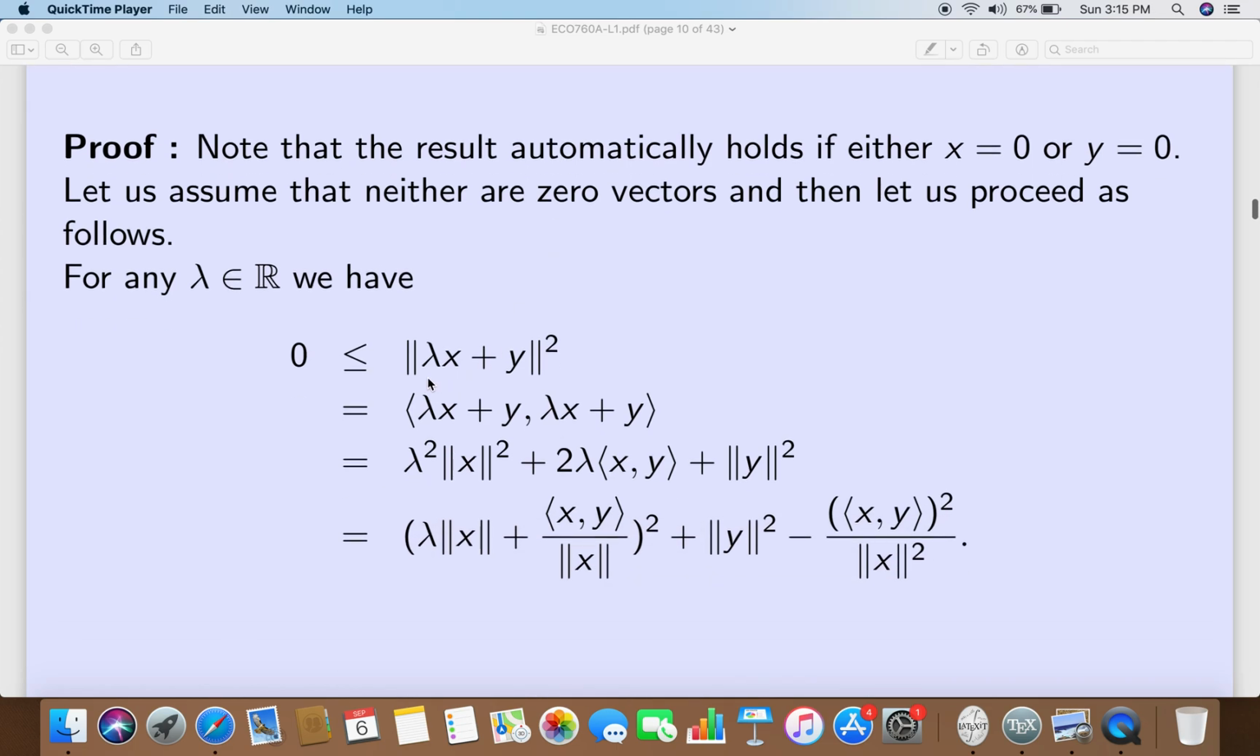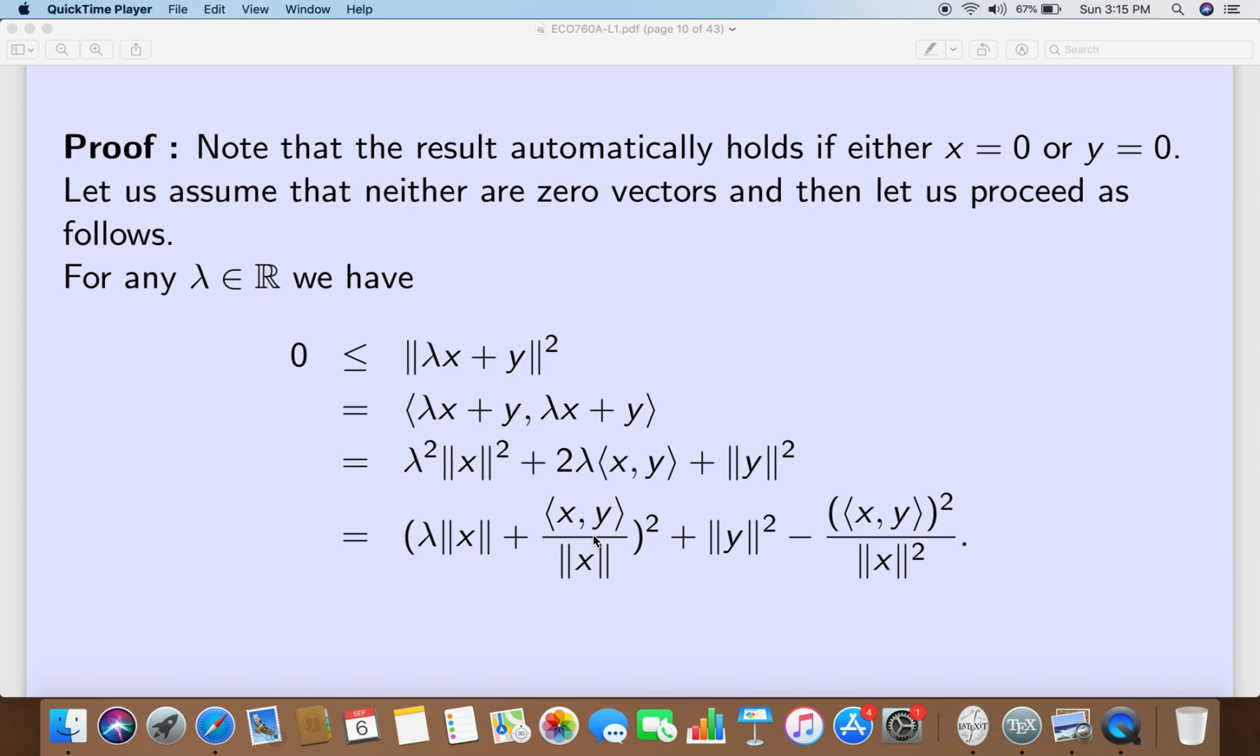By definition, the norm of lambda x plus y, whole square, is the inner product of lambda x plus y with lambda x plus y. Now if you go by the rules of inner product, you will obtain the result, and I would expect students to sit down and compute this inner product step by step in order to really apply the rules of inner product. So once you do that, lambda square norm x square is a square term, and I want to do certain rearrangements.